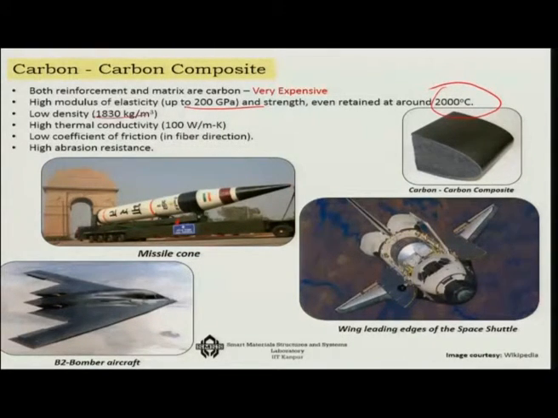Also it has a low density, high thermal conductivity, it has a low coefficient of friction, and it has high abrasion resistance. That is why it is used in missile cones, in B-2 bombers, in wing leading edges of the space shuttle. So wherever there is a very challenging environment, we actually apply these carbon-carbon composites.